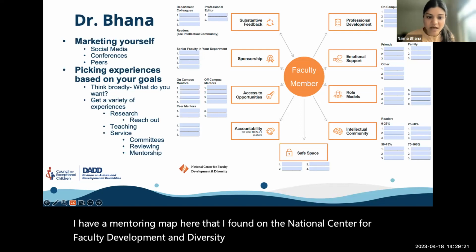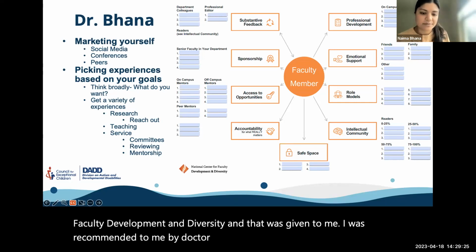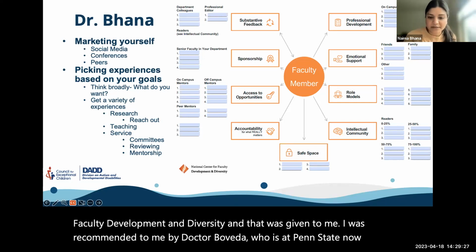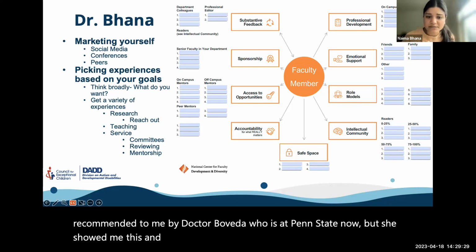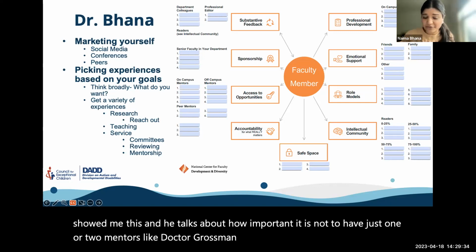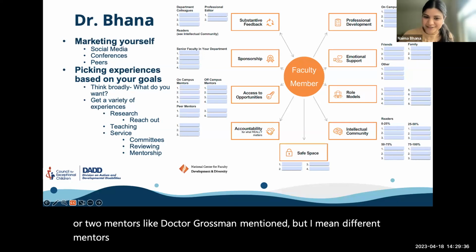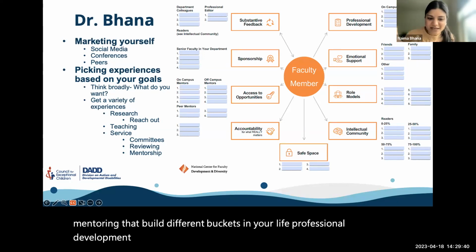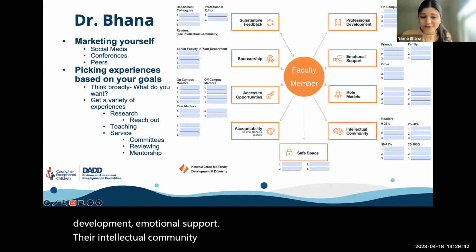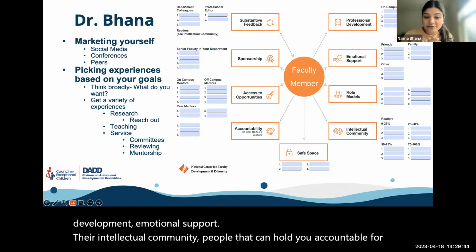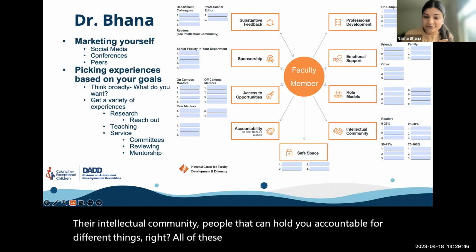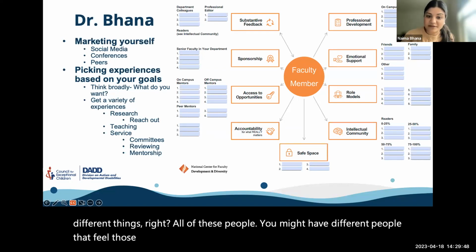And that was recommended to me by Dr. Boveda, who is at Penn State now. She showed me this, and it talks about how important it is not to have just 1 or 2 mentors like Dr. Bross mentioned, but having different mentors that fill different buckets in your life. Professional development, emotional support, your intellectual community, people that can hold you accountable for different things, right? All of these people, you might have different people that fill those buckets and help you in different moments of your life.